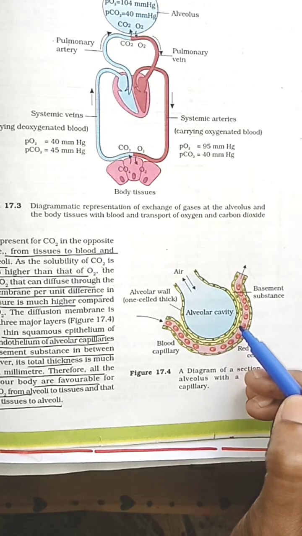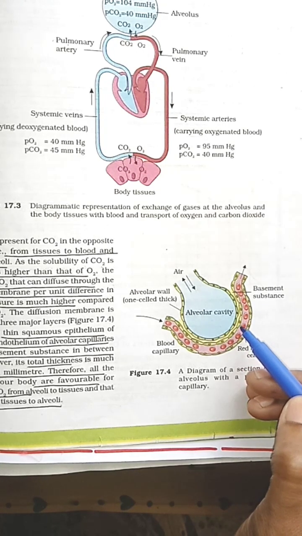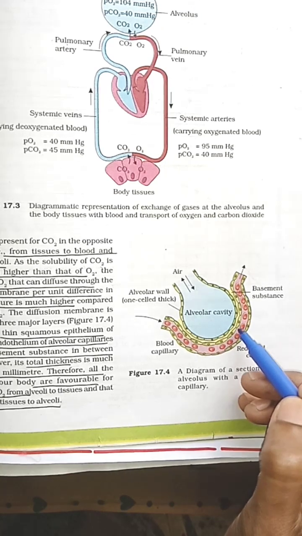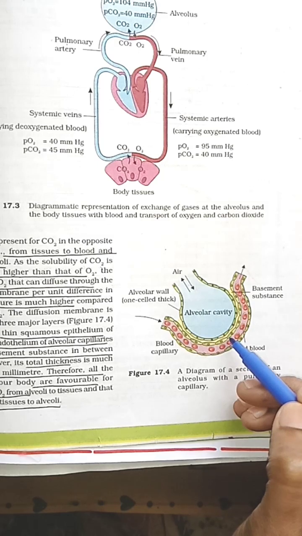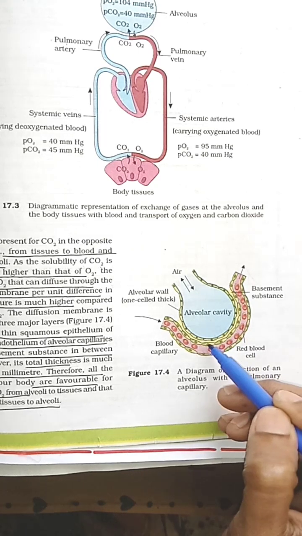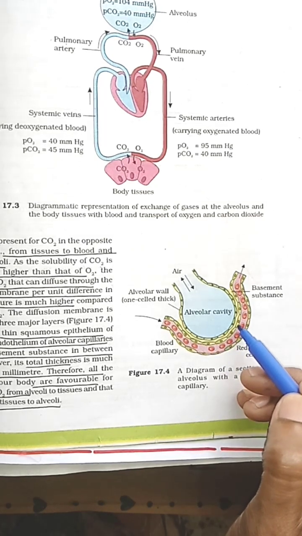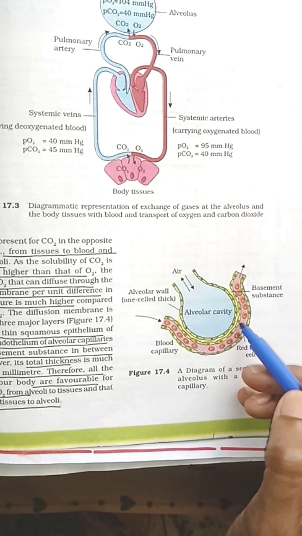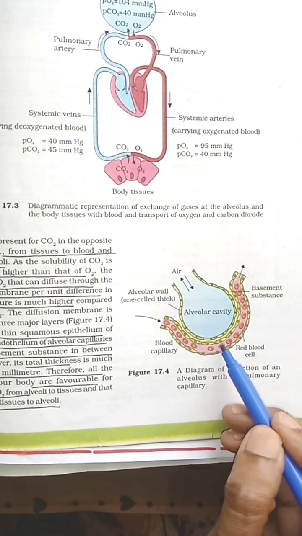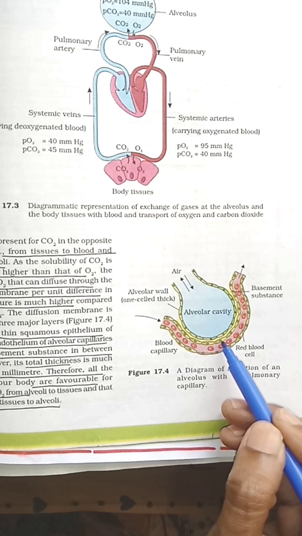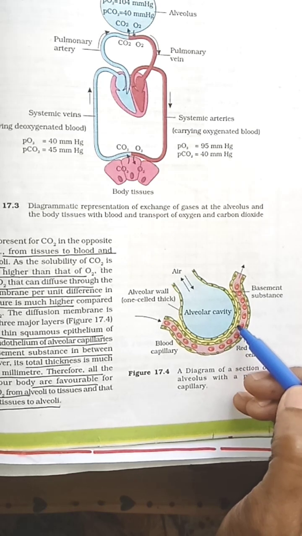Endothelium is nothing but a single layer of cells which lines the blood vessels. Okay, so you have three types of blood vessels: arteries, veins, and capillaries. Capillaries are very minute structures. So these capillaries are lined only by a single layer of cells called endothelium. So the first layer is thin squamous epithelium of the alveoli, and second is the endothelium of alveolar capillaries and the basement substance between them.